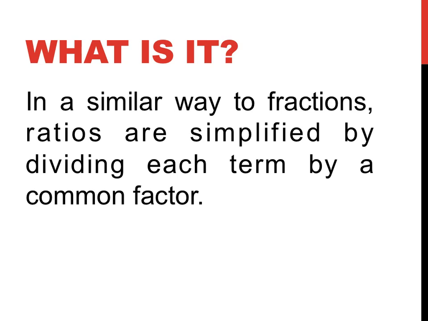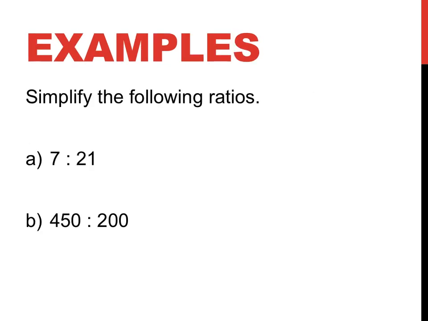Now that we know ratios are comparisons, and we know how to work them out from last lesson, we're going to look at simplifying some of them. Simplify the following ratios. 7 is to 21. So for every 7 parts of something, there's 21 parts of something else.